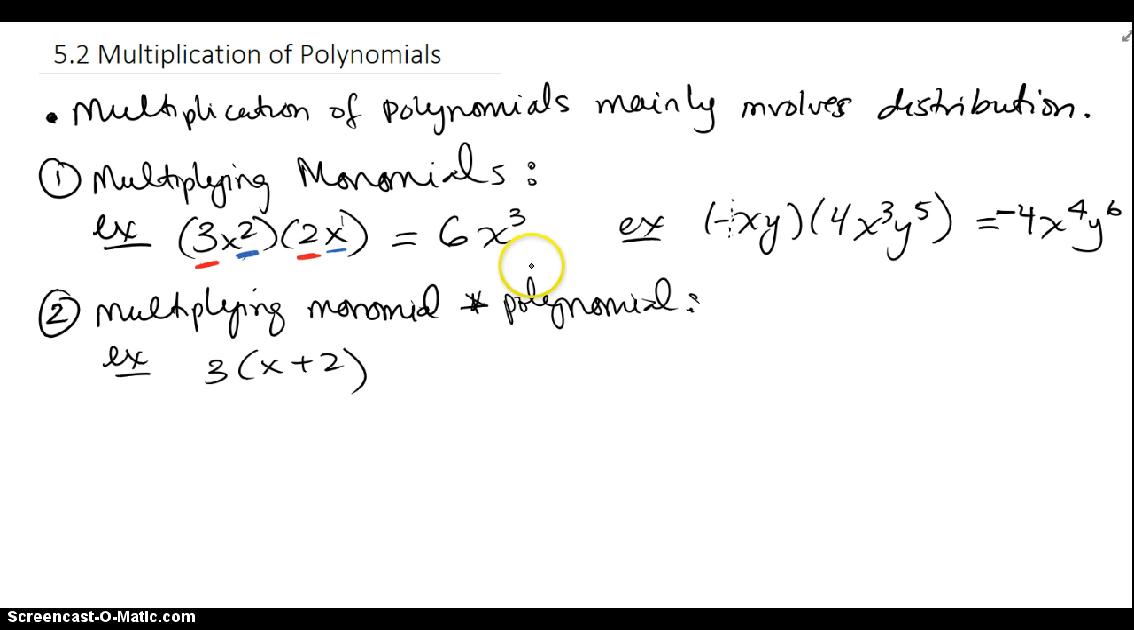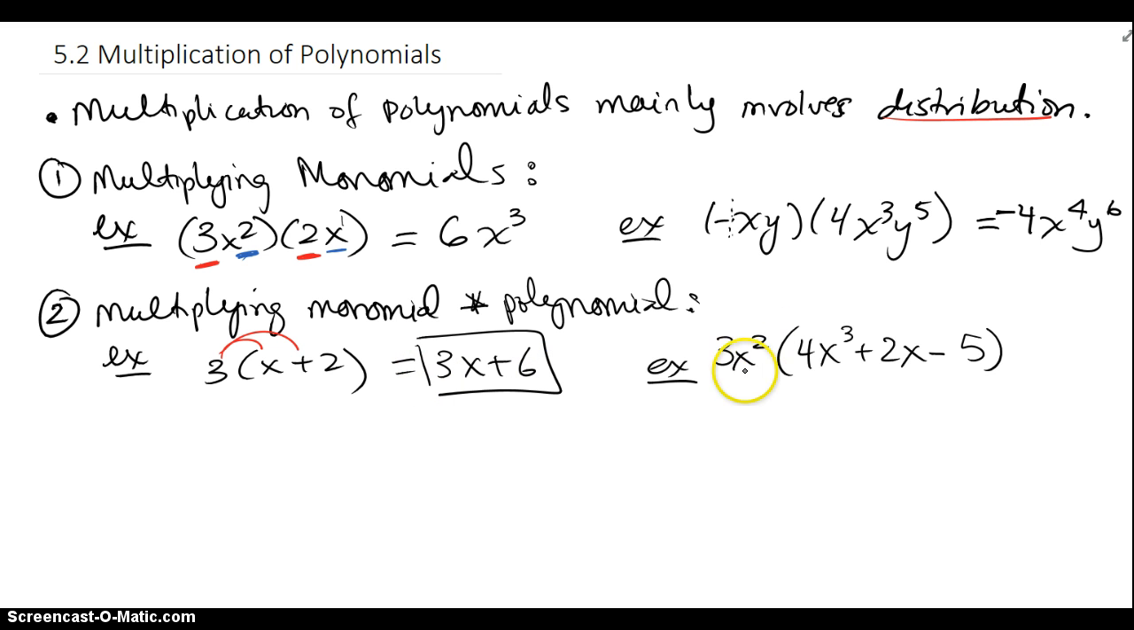Multiplying a monomial times any other polynomial, that too we've kind of seen before. So I have a monomial 3 times a binomial x plus 2, and again, you've seen this before. All we have to do is distribute. It mainly involves distribution. So we're going to end up with 3x plus 6.